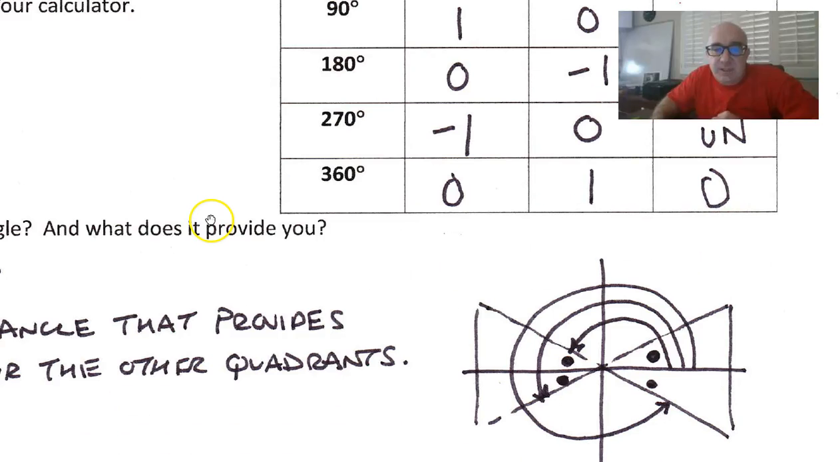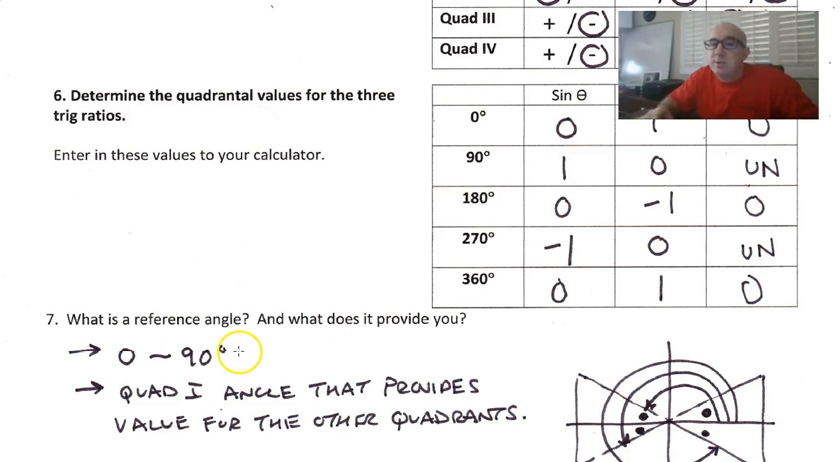So the last thing maybe just to cover here is what is a reference angle. By now, hopefully you know what it is. It's an angle between 0 and 90. It has to be in quadrant 1 basically, and what it does is it provides you knowledge about 3 other triangles that are positioned in the other quadrants.